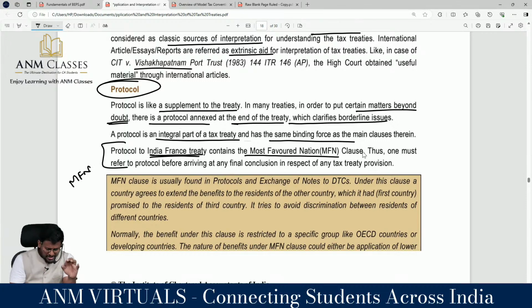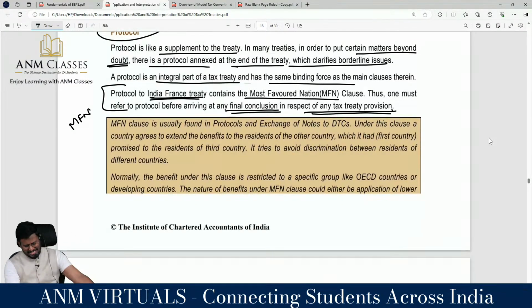One must refer to the protocol before arriving at any final conclusion in respect of the tax treaty provision. What is an MFN clause? Sir, what is an MFN clause? We love France very much, most favoured nation.